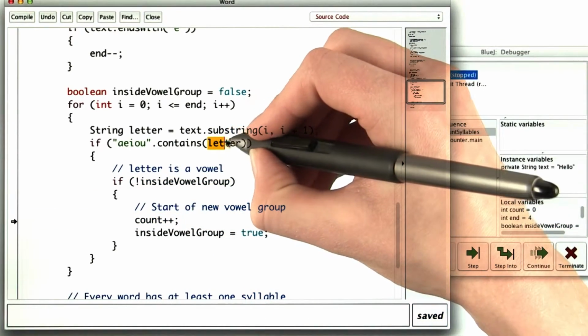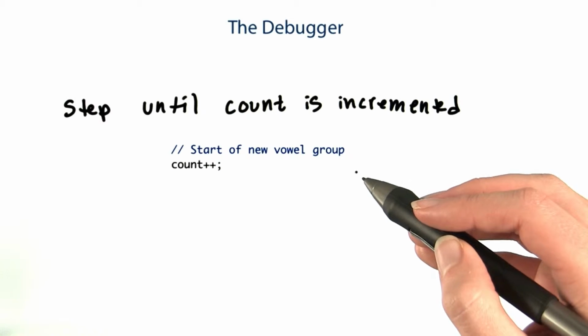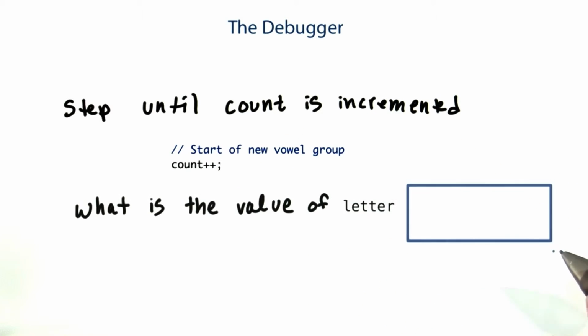What is the value of letter right now? If you step until count is incremented, right here, what is the value of letter?